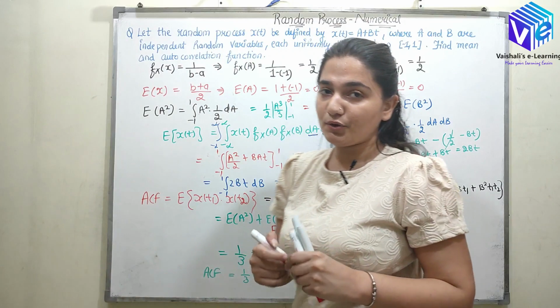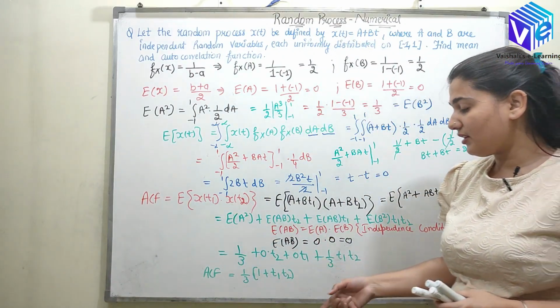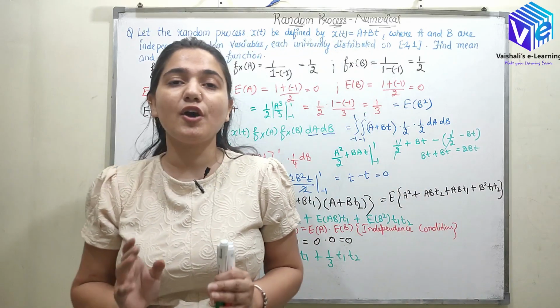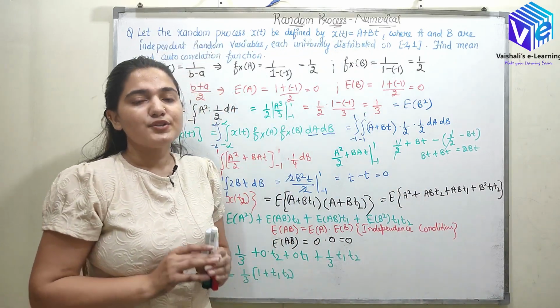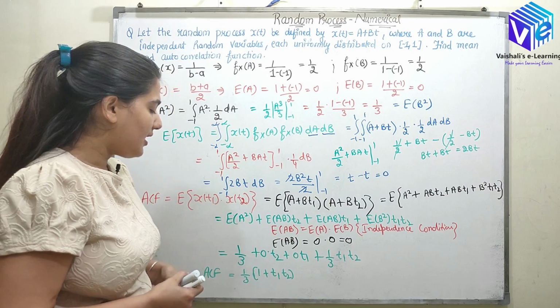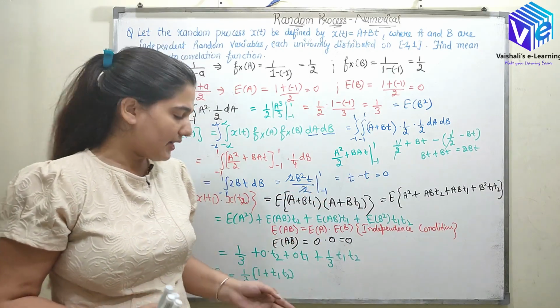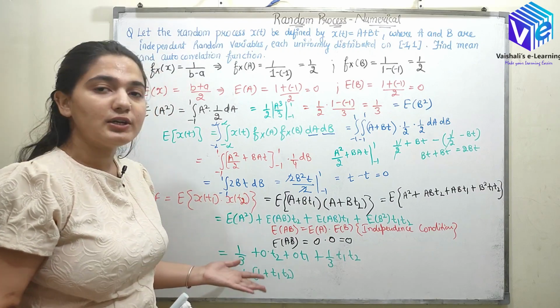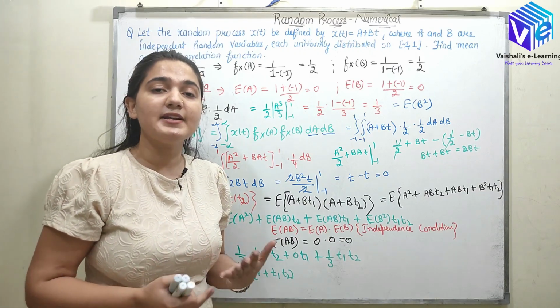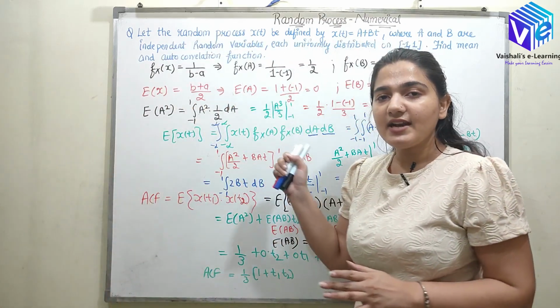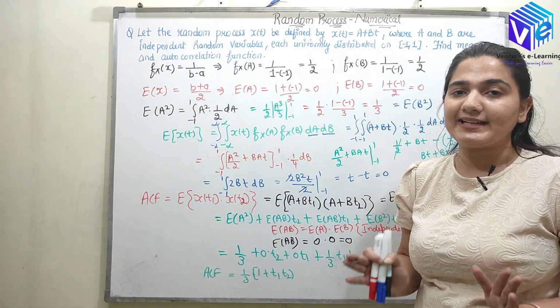The autocorrelation function cannot be defined in terms of t1 minus t2 alone. So from here I observed that even though the mean was 0 and not dependent upon time, the autocorrelation function was not dependent upon t1 minus t2 only. So I can say this random process is not strictly stationary.